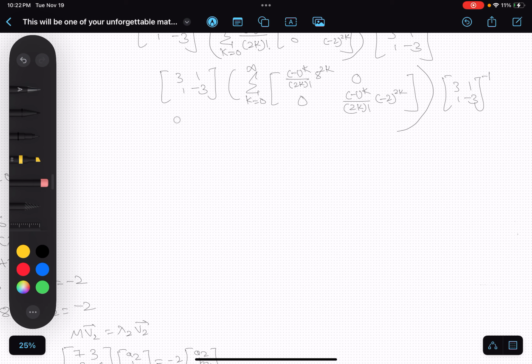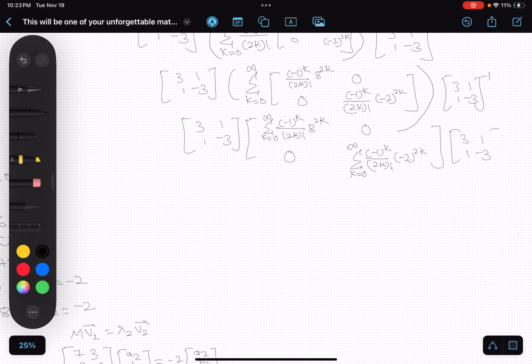If we do that, now what we are going to get is [3 1 1 −3], and this will just be the sum from k equals 0 to infinity of (−1)^k by (2k)! times 8^(2k). Now again, the sum of 0 is just 0 over here. Then the sum from k equals 0 to infinity of (−1)^k by (2k)! times (−2)^(2k), right? And this is just [3 1 1 −3] inverse.